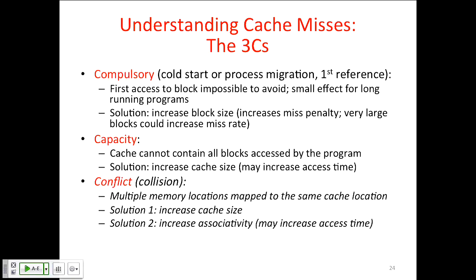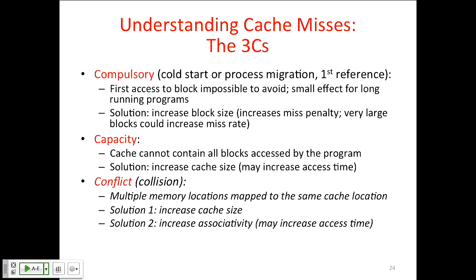And the third C is collisions. So collision misses are misses that occur even though you have enough capacity in the cache. The addresses you want to hold in the cache are mapping to the same set in a way that you get conflicts, right? So those are called conflict misses. So these are the different 3 Cs: compulsory, capacity, and conflict.